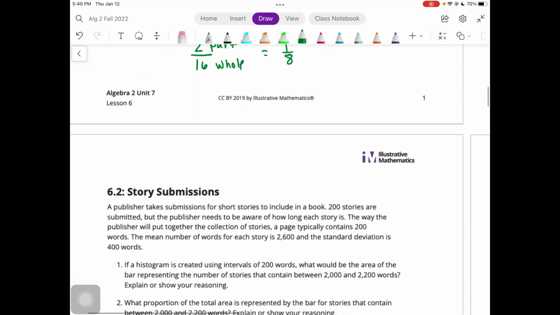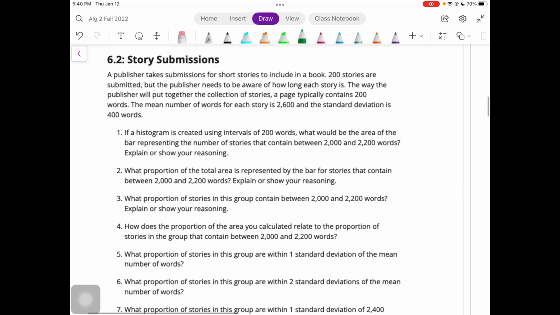All right, let's take a look at part 2. A publisher takes submissions for short stories to include in a book. 200 stories are submitted, but the publisher needs to be aware of how long each story is. The way the publisher will put together the collection of stories, a page typically contains 200 words. The mean number of words for each story is 2,600, and the standard deviation is 400 words.